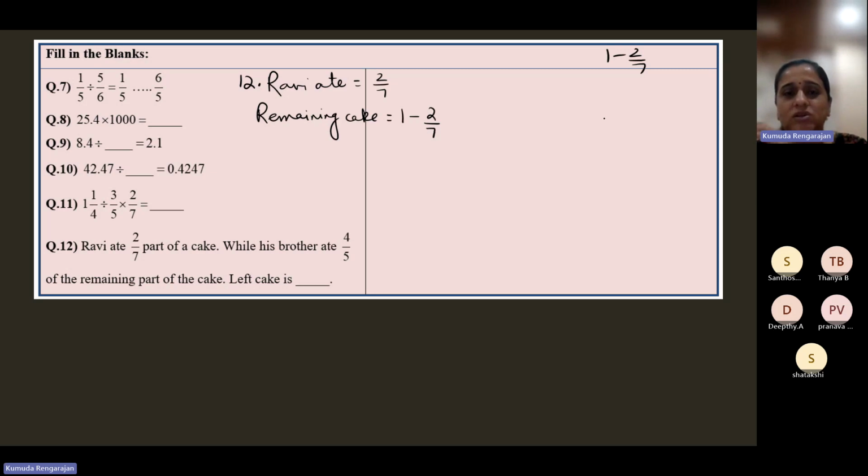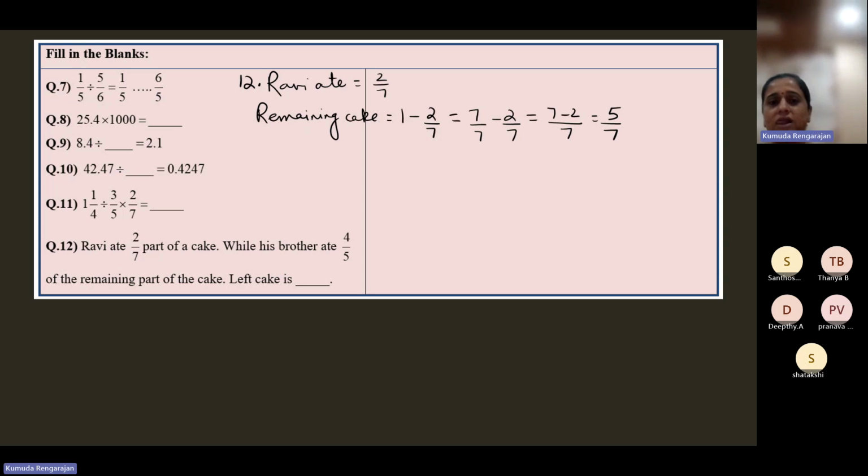When you work with percentages, the total is 100%. When you're working with fractions, the total is 1. So if Ravi eats 2/7, the remaining portion will be 1 minus 2/7. You can write 1 as 7/7 because 7/7 is 1. So 7/7 minus 2/7 is 5/7. This is remaining.